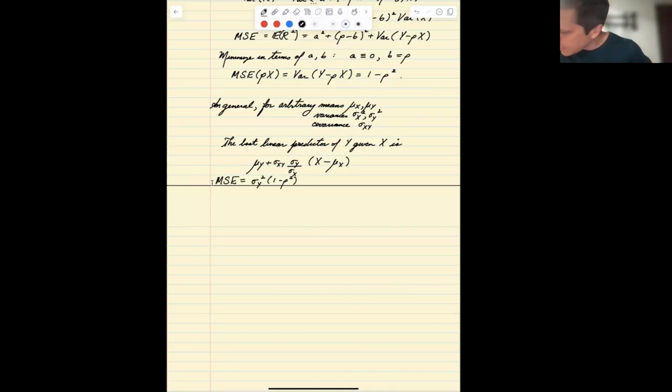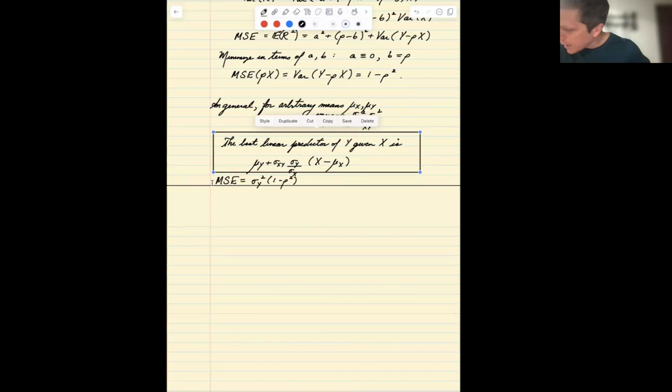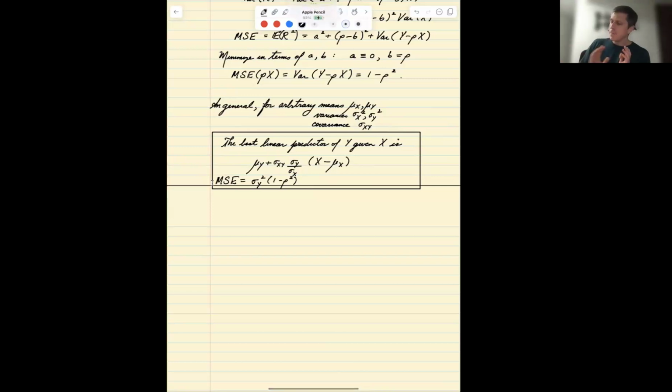So this is a very important formula, especially when we talk about the multivariate normal or the bivariate normal distribution. But it turns out that this applies generically to all joint random variables. The best predictor is the conditional expectation of Y given X, but if we can't use a generic function and we're doing a best linear predictor, we only have the expectations, variances, and covariances to work with.